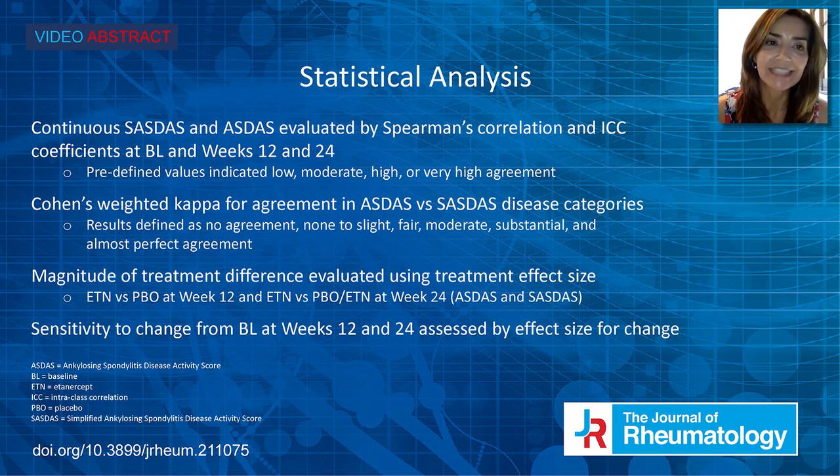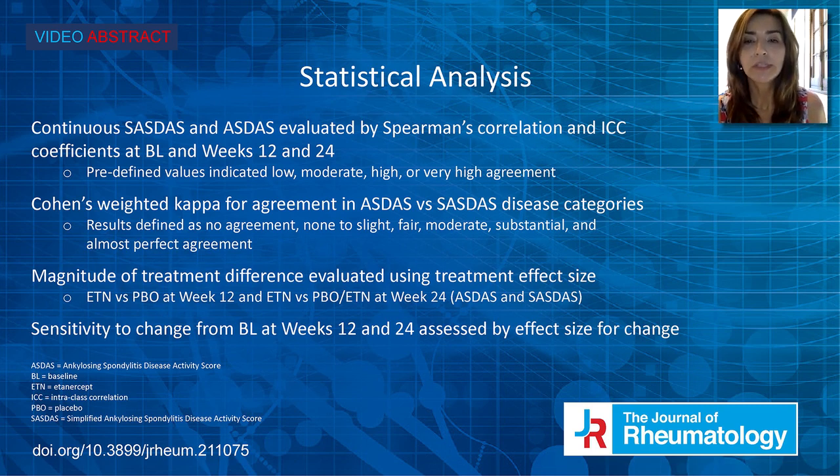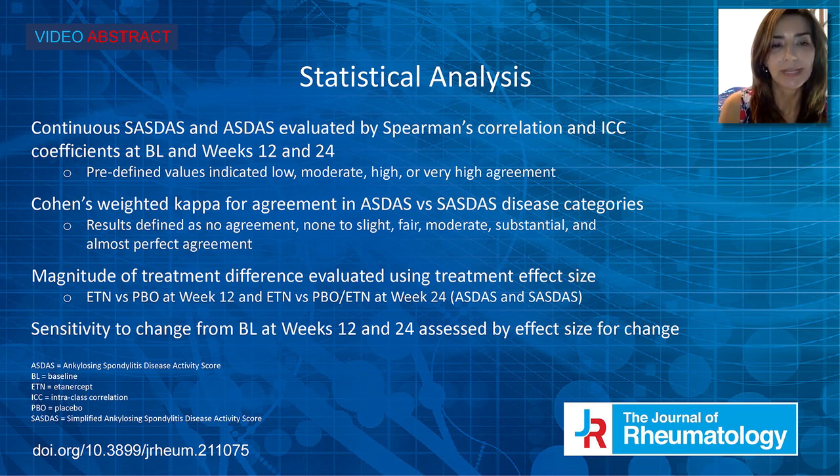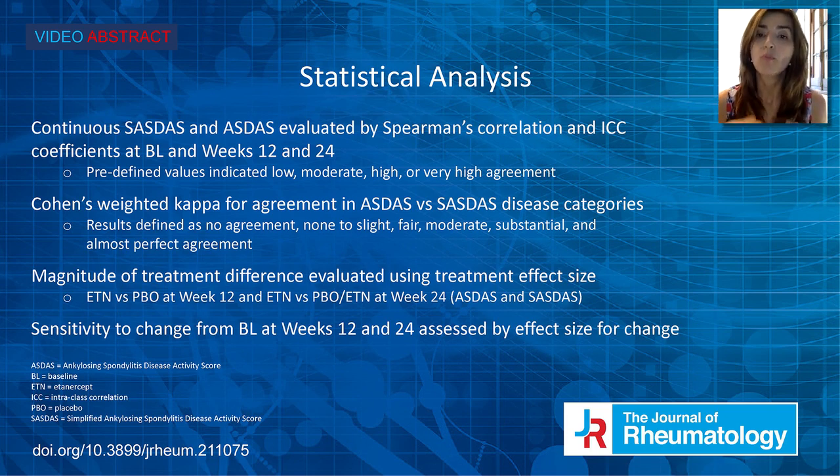For statistical analysis, the continuous SASDAS and ASDAS were evaluated by Spearman's correlations and ICC coefficient at baseline and at weeks 12 and 24. We used Cohen's weighted kappa for agreement in ASDAS versus SASDAS disease categories. The magnitude of treatment difference was evaluated using treatment effect size. It is the capacity to differentiate between treatments, etanercept versus placebo at week 12 and etanercept versus placebo-etanercept at week 24, for both ASDAS and SASDAS. The sensitivity to change from baseline at weeks 12 and 24 was assessed by effect size for change.